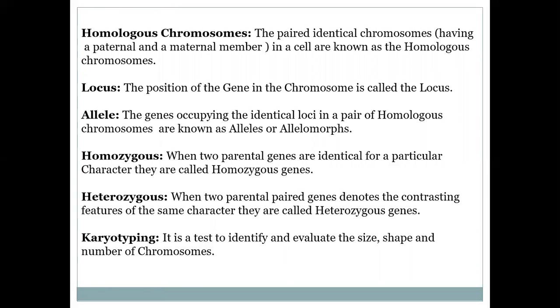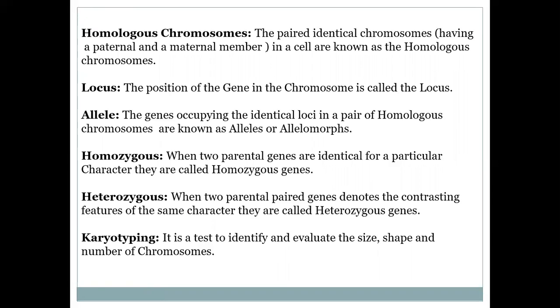What do you mean by homologous chromosome? Homologous chromosomes means paired identical chromosomes, that means having a paternal and maternal member. Locus means position. The position of a gene is known as locus. Allele means the genes occupying identical loci in a pair of homologous chromosomes. That means genes occupying identical loci and remaining as a pair of homologous chromosomes are termed alleles.